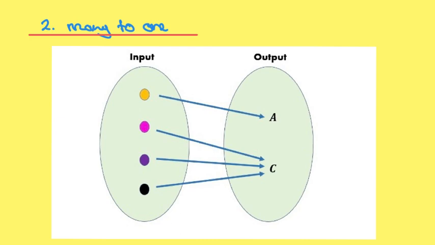The second mapping is a many-to-one mapping. In this type of mapping, many of the inputs map to one of the outputs. This type of mapping does show a function. So a many-to-one is a function.